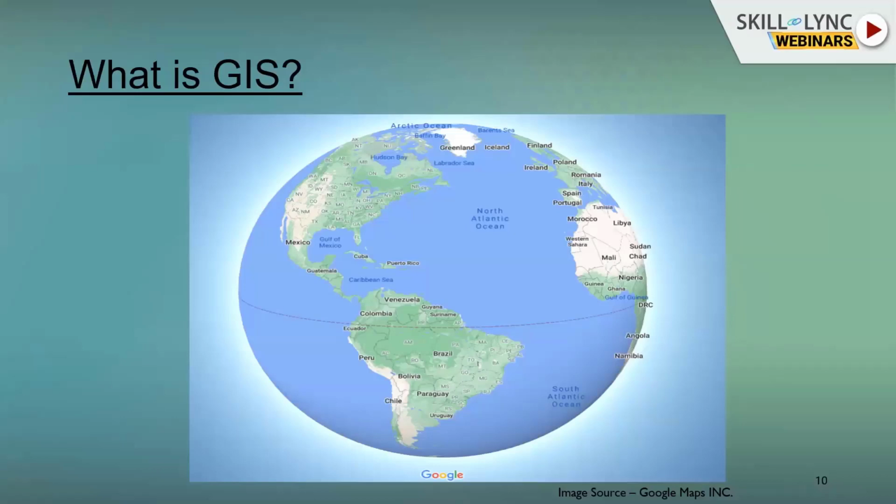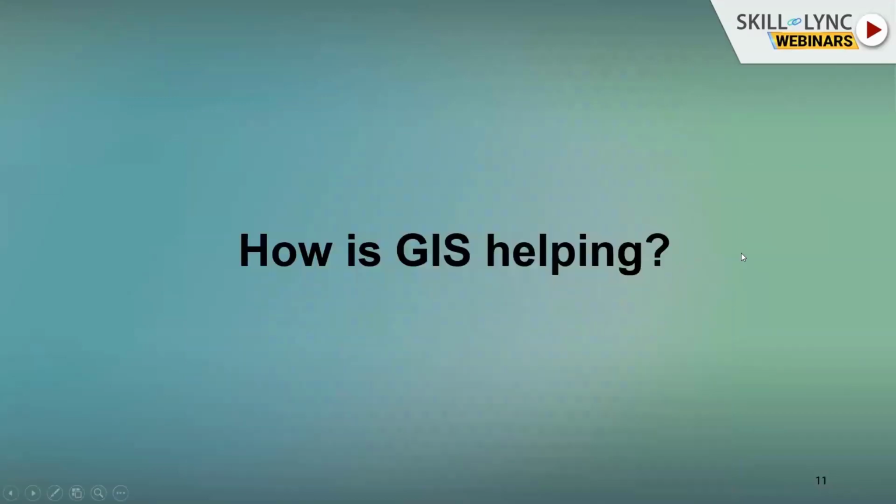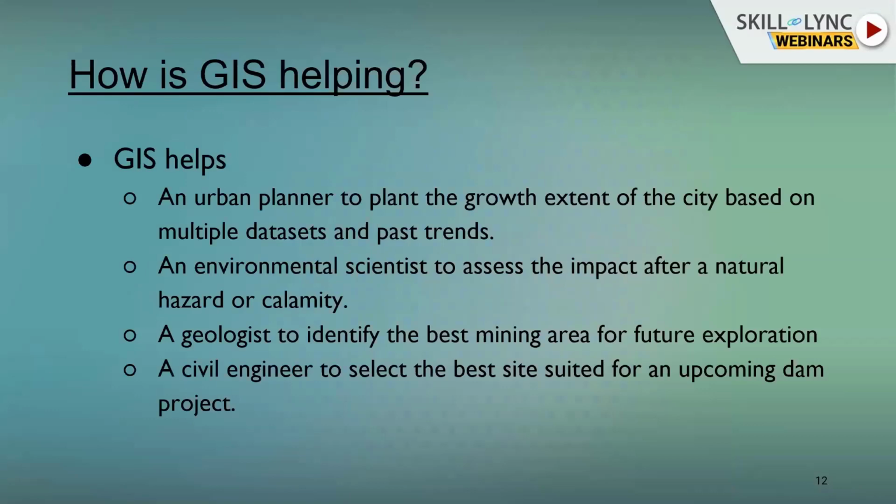Okay. So this is the surface of the Earth. This is taken by Google Maps. What is the shape of the Earth? Does anyone know? It's an ellipsoid. Okay. So how is GIS helping?